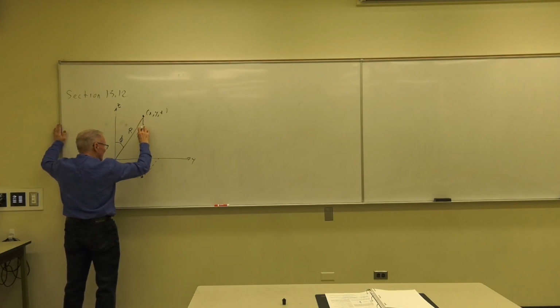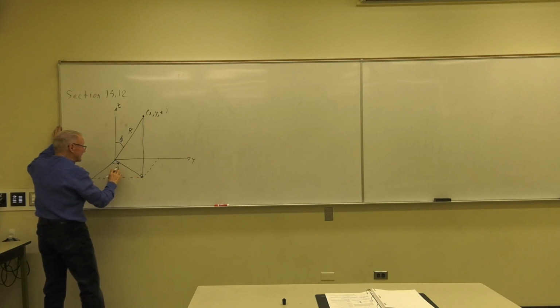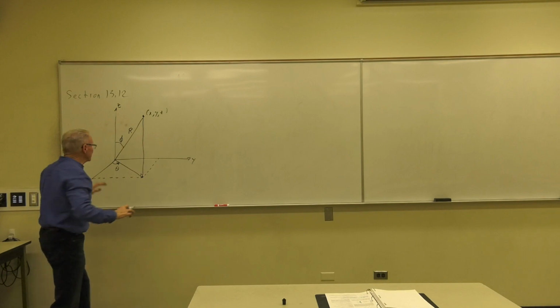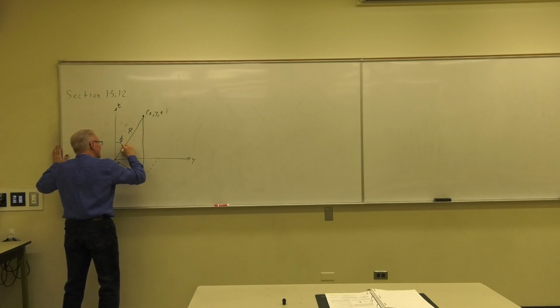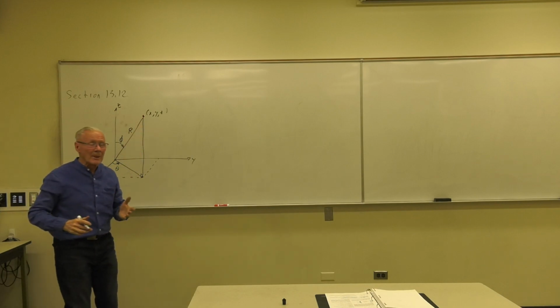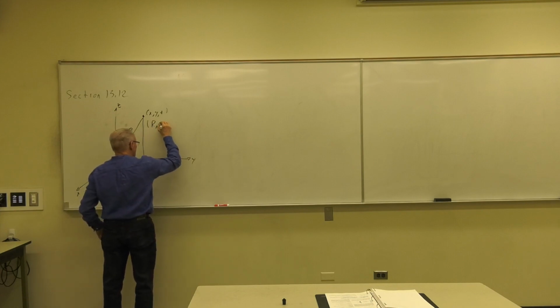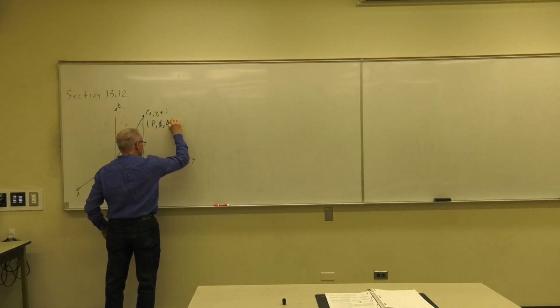We drop a perpendicular from that point down to the xy plane. And we talk about that angle in there, theta. And then we talk about the angle from the z-axis down to this line that joins the origin to x, y, z. We call that phi. So we've got these new coordinates r, phi, and theta.